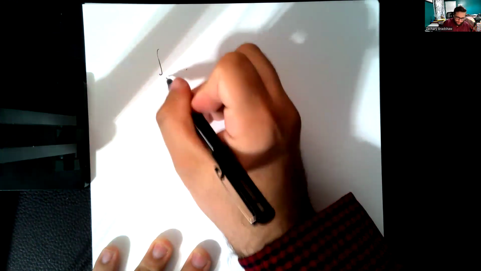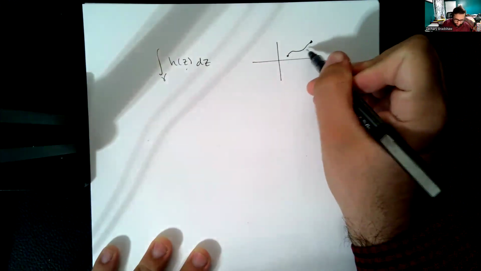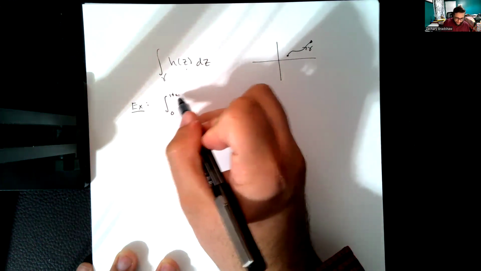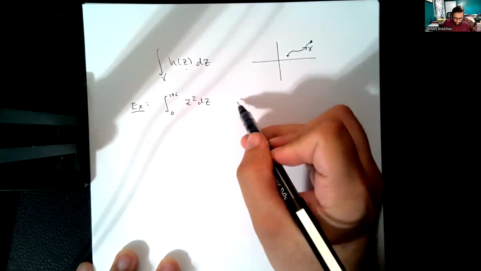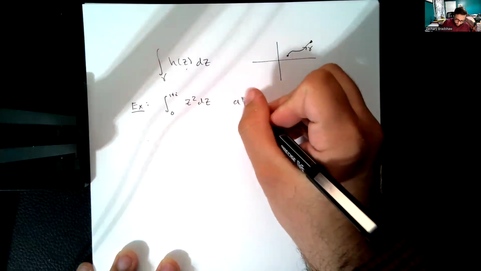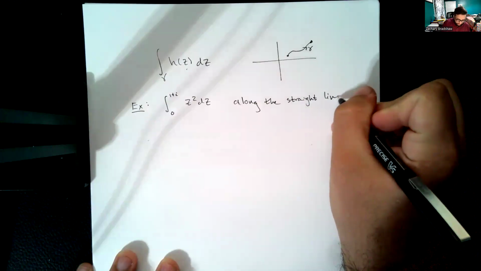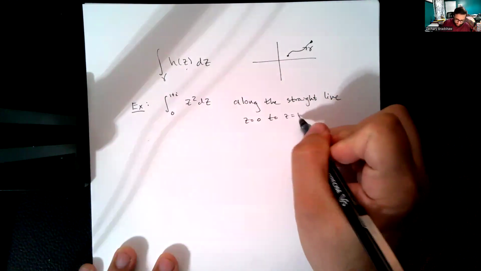You have some integral over some curve, and all you're doing is computing the line integral exactly as you would in R2 along some curve. So, for example, you could compute the integral from 0 to 1 plus i of z squared dz, where by this I mean along the straight line segment from z equals 0 to z equals 1 plus i.